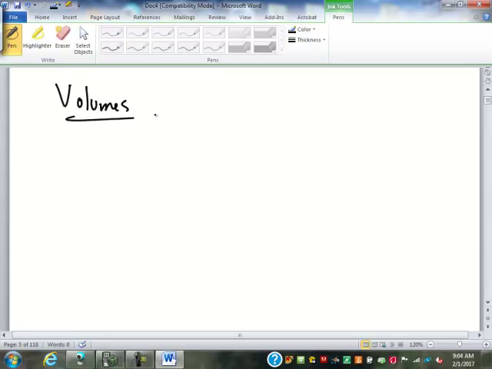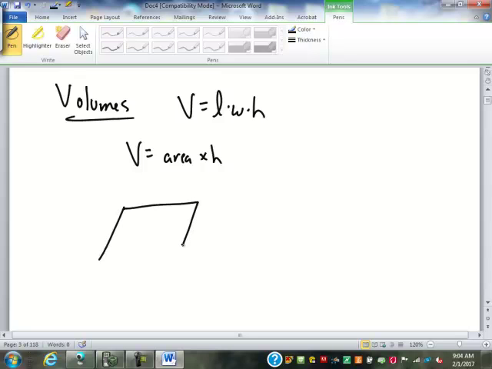Volumes. We've always been given the formula that volume is length times width times height, right? But I'm going to give you an alternative one. A volume is an area times a height. So we take that area, that rectangle that has an area, right? So let's say it is 6 inches by 10 inches. So it has an area of 60 inches squared.